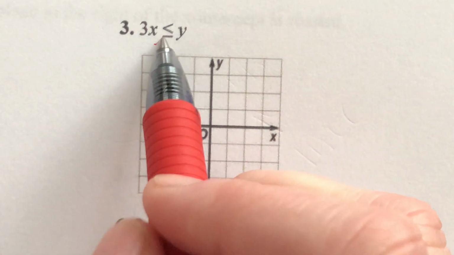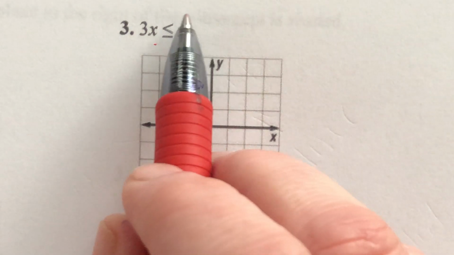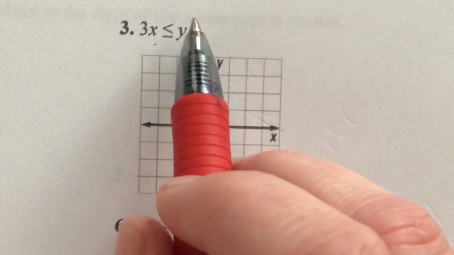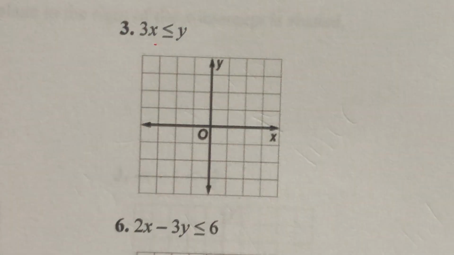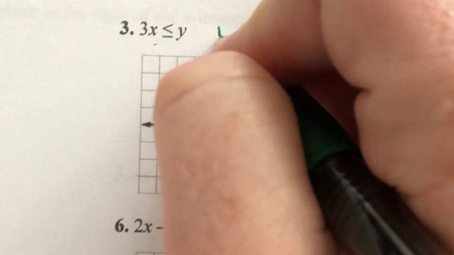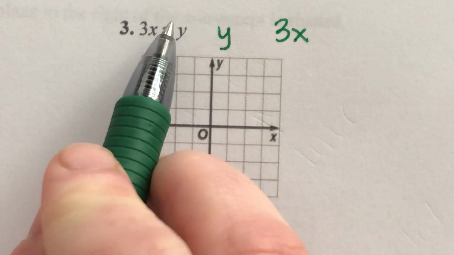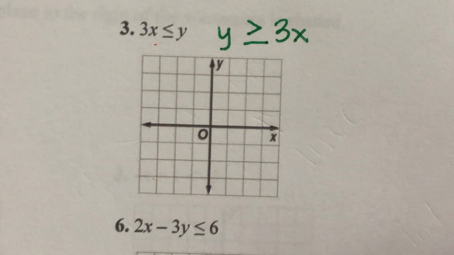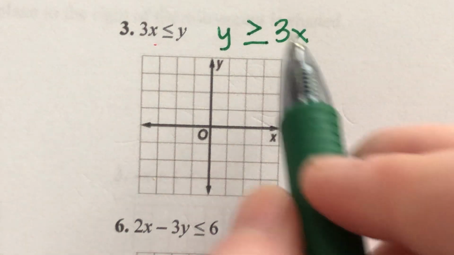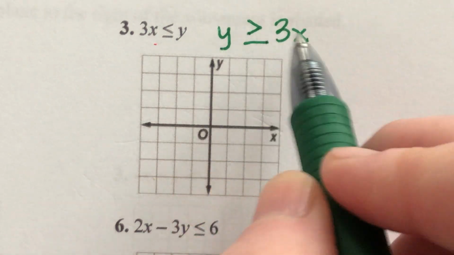All right, 3x is less than or equal to y. Okay, the shaded part is the variable that's by itself. So I'm actually going to rewrite this just so we recognize it. I'm doing a different color. I'm going to put the y on this side, the 3x over here. Here the mouth is open towards the y, so I'm going to keep it open towards the y. I'm not changing anything, just writing it differently. Okay, so the shaded part is greater than or equal to my line.